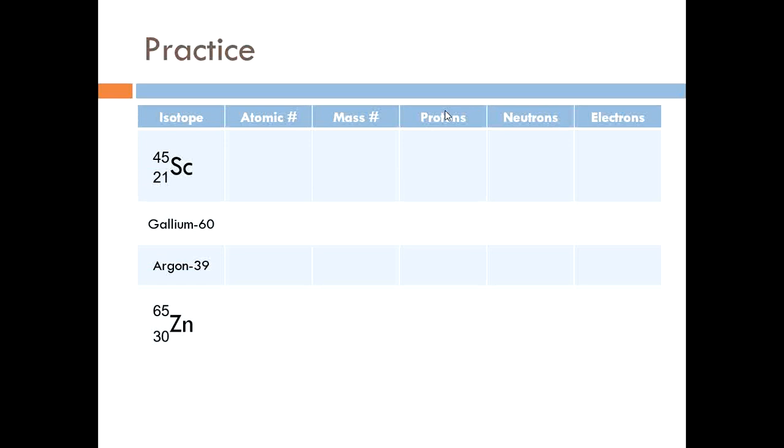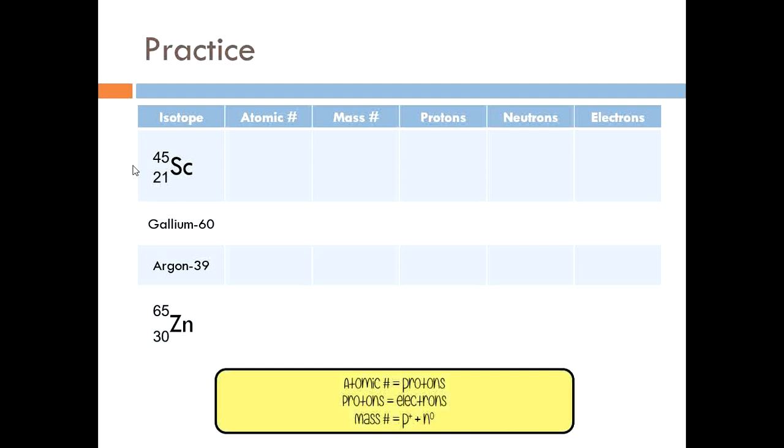Let's do these examples together. The way that the first example is written is that we have the symbol of the element, the atomic number, and then the mass number. You don't need to look at your periodic table at all because all the information you need is written right here on the screen or on your paper. So what is the atomic number of Sc? Sc is scandium. The atomic number is 21. The mass number is 45.